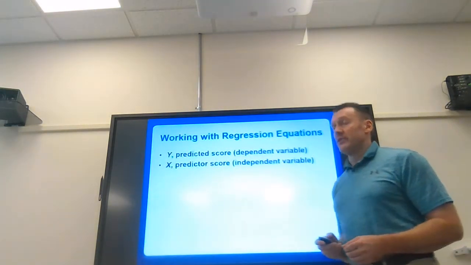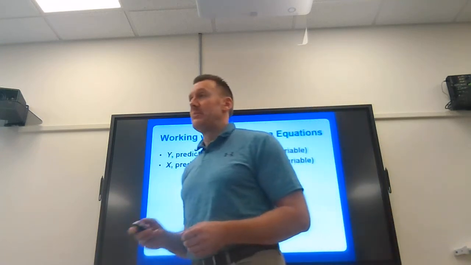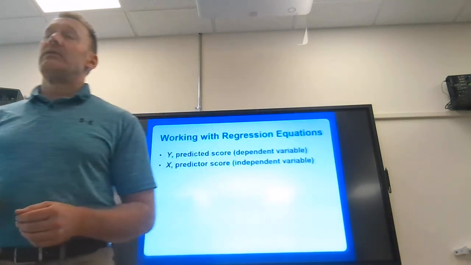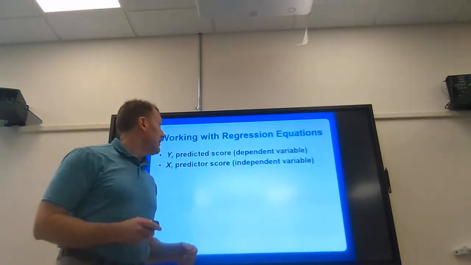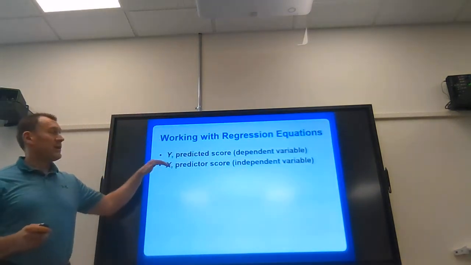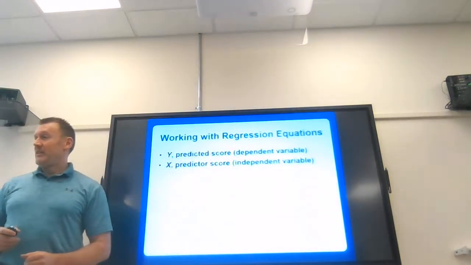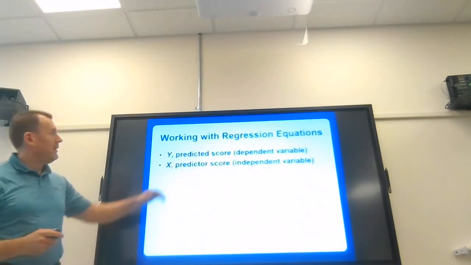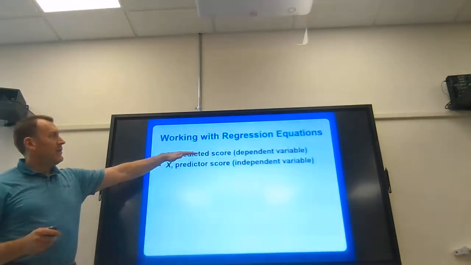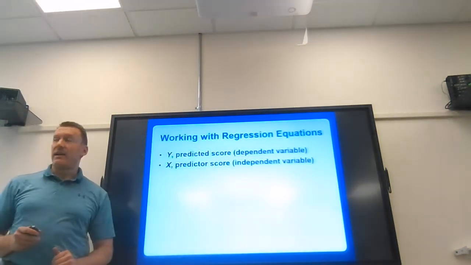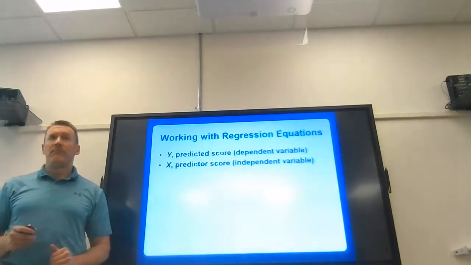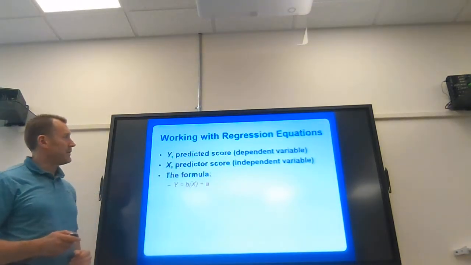X is the predictor. So that's the independent variable. So if you know what a score is for X, then you can predict what someone's score for Y will be. And we'll go through several examples.